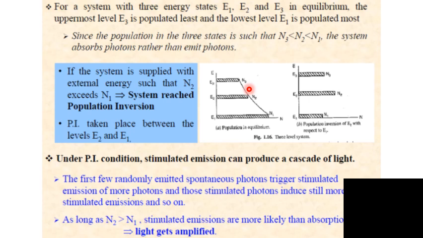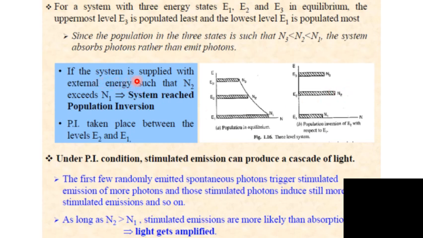How can we get this stimulated emission? We need population inversion. And for population inversion, we have to make a system like that. We should have minimum population in the ground state, as you can see in this figure. We should have maximum population in the middle one.